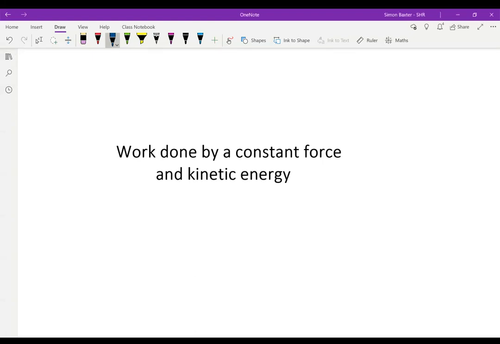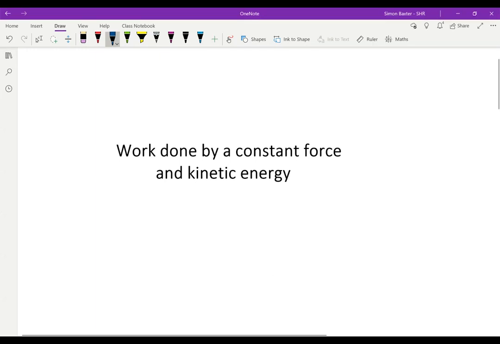I'm going to talk about the work done by a constant force and the kinetic energy of a moving body. Many of you will have met this in your physics, and you'll be familiar with these concepts. One or two of you might not have done, and so I will explain what they mean.